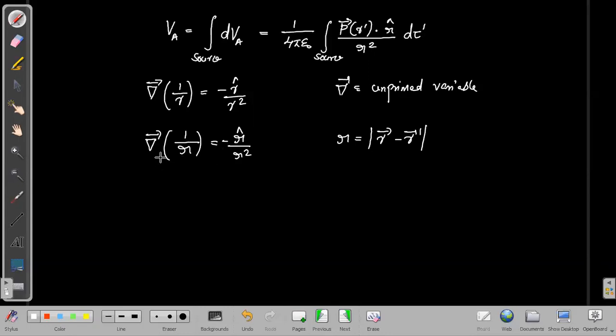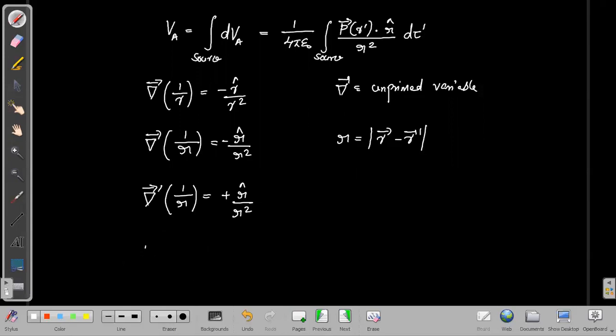So if you perform the same gradient, but instead of taking the field point region, you differentiate with respect to the source point, that is del prime. So what would be del prime of 1 by script r? Remember the script r is modulus of r minus r prime. So del prime of 1 by script r obviously would give plus script r cap by script r square. So this result I can use here in order to modify the expression for the potential.